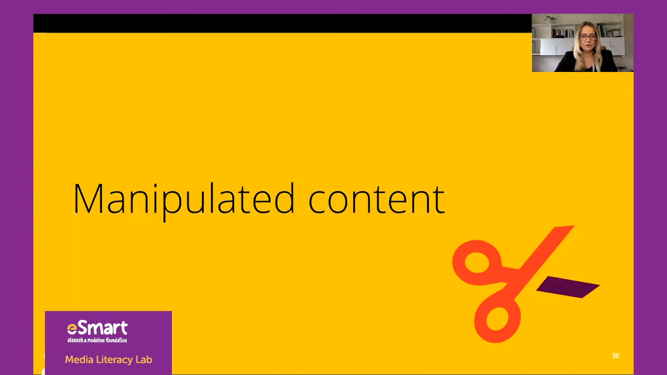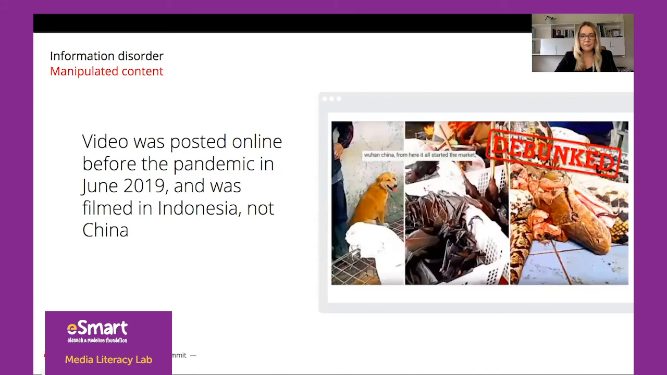So that leads us really to manipulated content, and this is where we see people that are superimposing or editing, putting up subtitles, or editing a photo or a picture. With this particular example, we saw that a subtitle was added to a video saying that this is the marketplace where coronavirus started. But actually it came from a video of a market in Indonesia, and it was posted online in June 2019. So it's really just trying to stir up trouble. So we call this manipulated content.